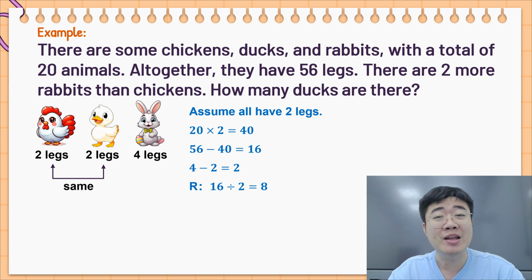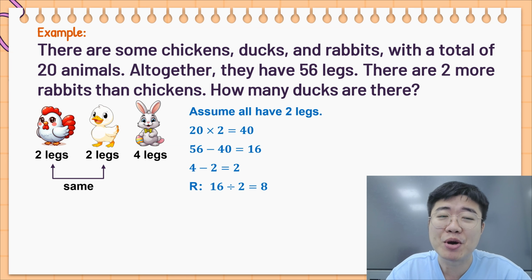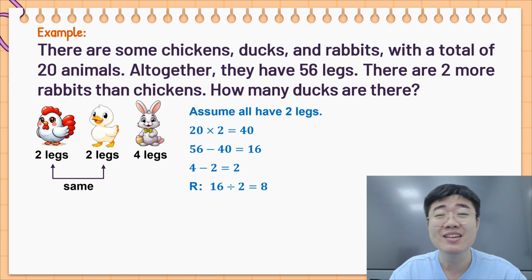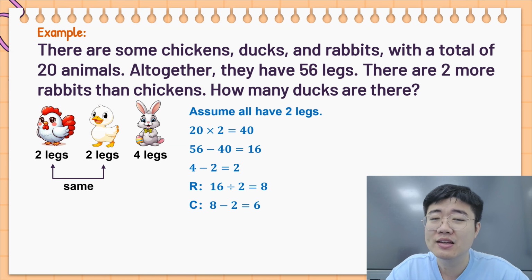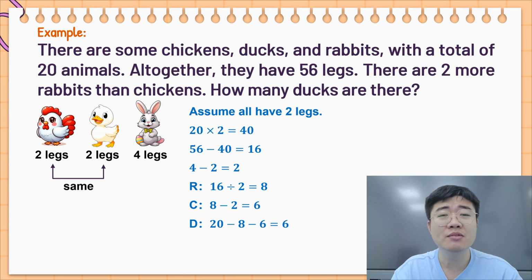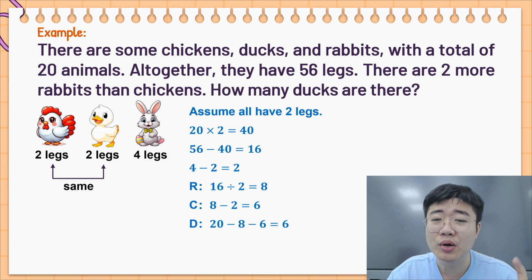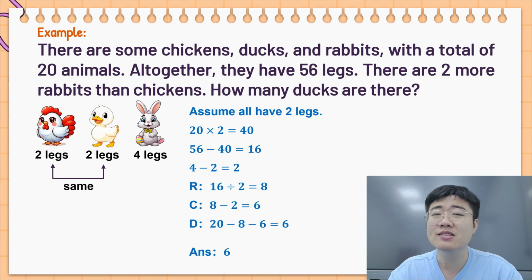This means we got 8 rabbits. Now after we find the number of rabbits, we can find the number of chickens. 2 more rabbits than the chickens. How about the chickens? Very good, everyone. The chickens will be 8 minus 2. This will be 6. How about the ducks? To find the ducks, we can just use the total 20 minus the rabbits minus the chickens. So 20 minus 8 minus 6. This equals 6 ducks. So the answer is 6.